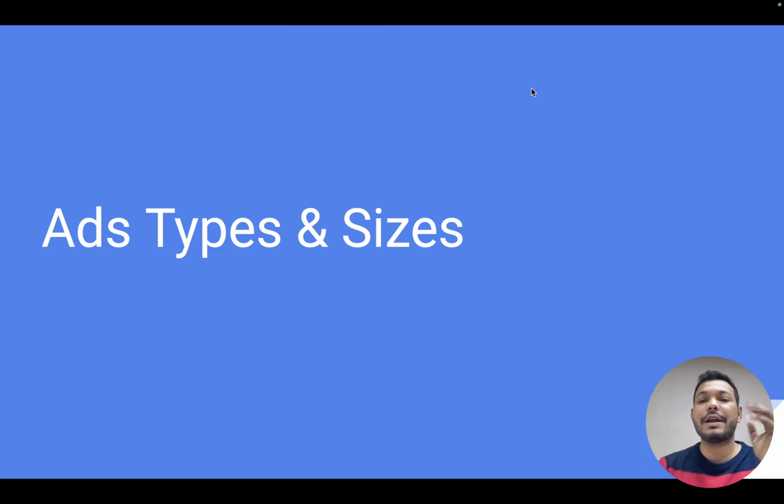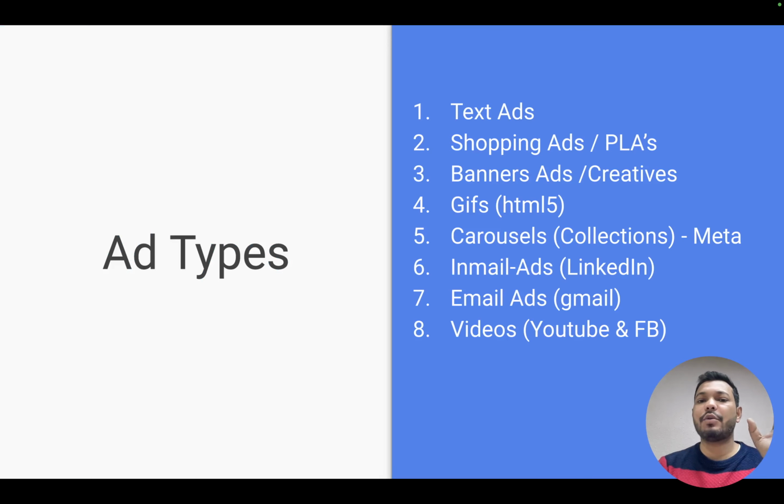Well, hello marketers. Before we get into the display campaign creation part, it's really important for us to understand the different ad types and their sizes. In total, we have around 8 different ad types which run all over the internet. If you are trying to become a digital marketer, it's really important to understand and differentiate between all these different ad types.